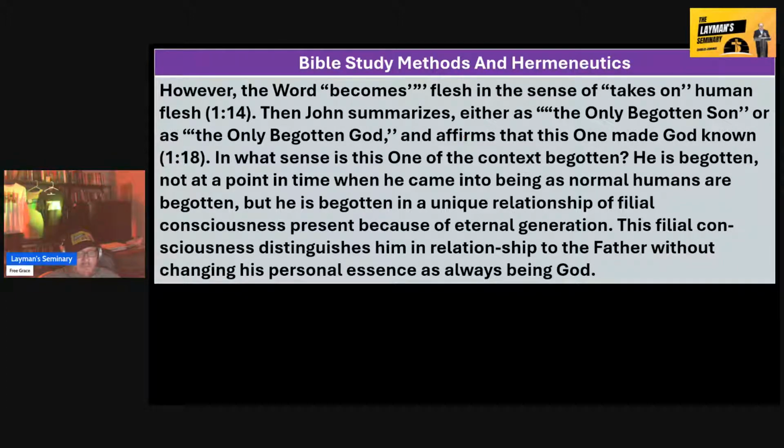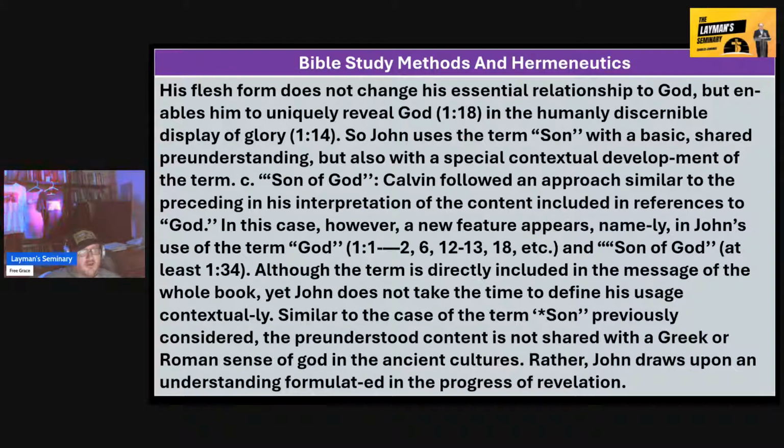But anyway, the filial consciousness distinguishes him in relationship to the Father without changing his personal essence as always being God. His flesh form does not change his essential relationship to God, but enables him to uniquely reveal God, 1:18, in the humanly discernible display of glory, 1:14. So John uses the term son with a basic shared pre-understanding, but also with a special contextual development of the term. And now we're to the Son of God phrase.